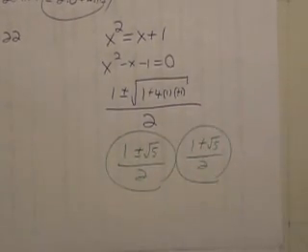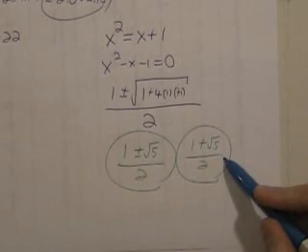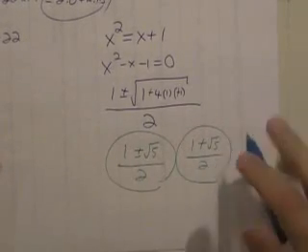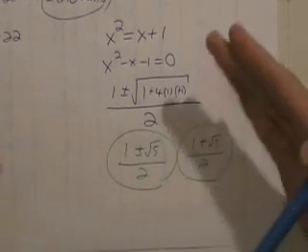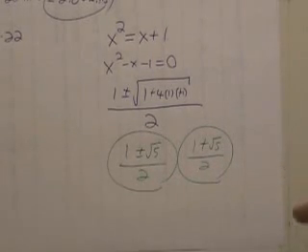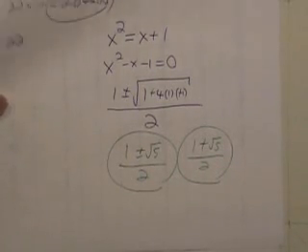If you had a calculator and you got this answer, you can always check it. Right? Put 1 plus radical 5 over 2 in your calculator, add 1 to it, and it should be the same as though you had squared it.